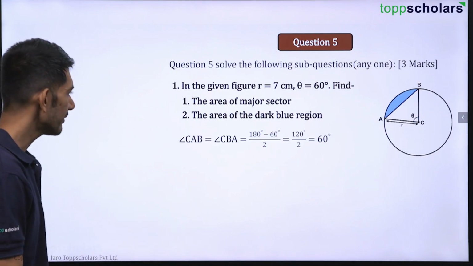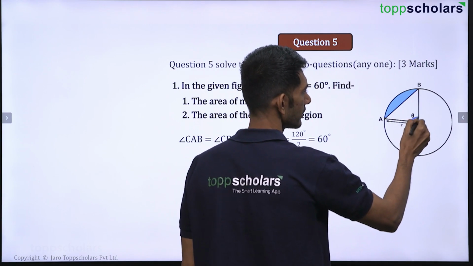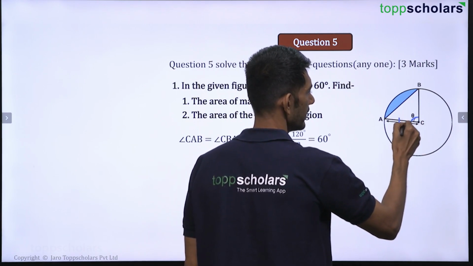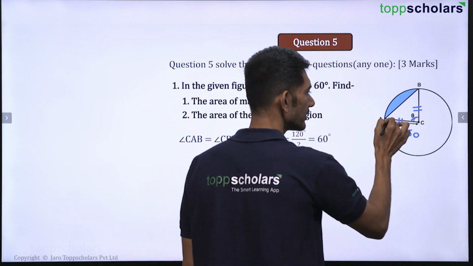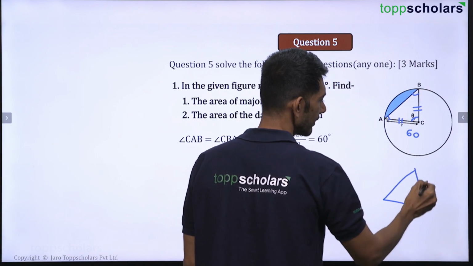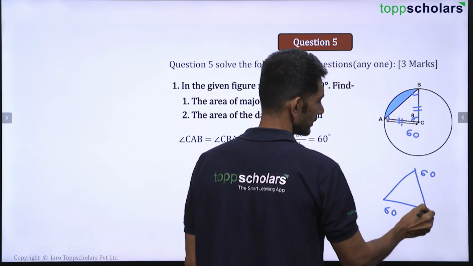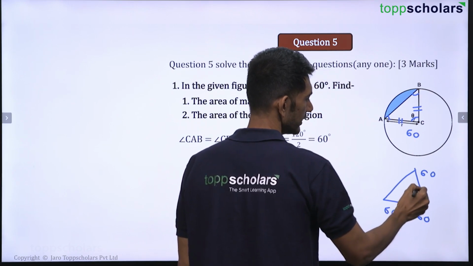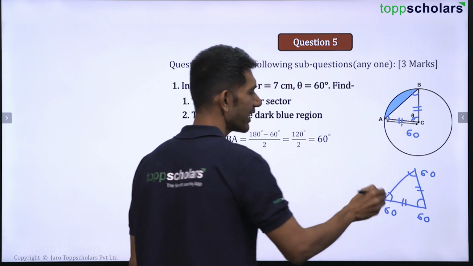So in triangle ABC, can I say if this is 60, radius is equal to radius. This becomes an isosceles triangle. So this is 60, this is 60. So this now becomes an equilateral triangle with 60, 60, 60. Because this is 60, these two are equal. Therefore, these two are equal. Therefore, 120 divided by 2 is 60.